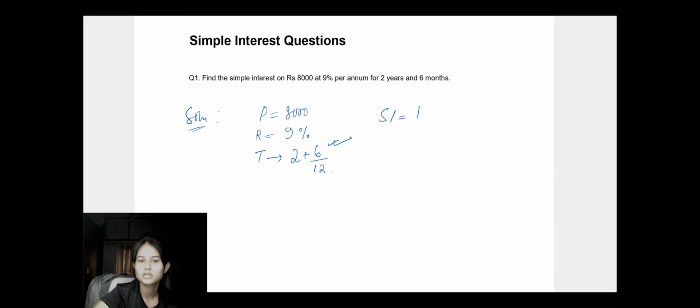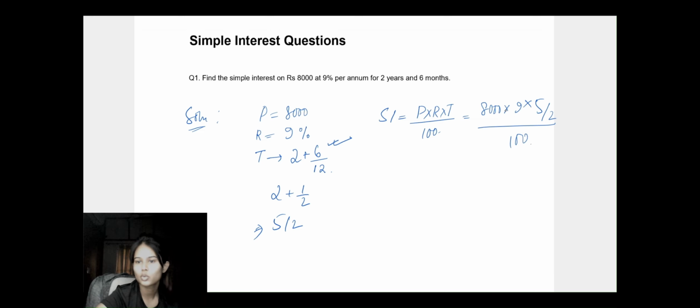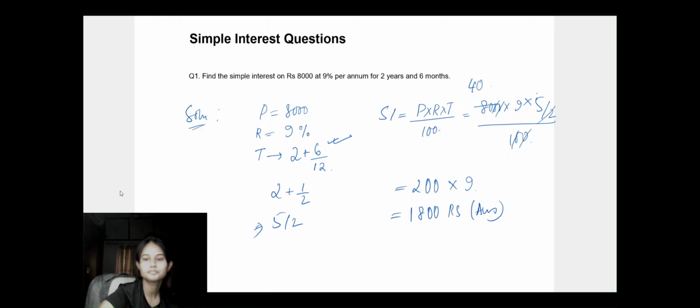Now coming to simple interest. So P into R into T divided by 100, that is 8,000 into 9 into, if we evaluate this, 2 and a half, 5 by 2, and then divided by 100. So what we'll get, we have to cancel this out, and we can cancel this as well with 40. So what we are getting, 4 into 5, 20, 200 into 9, that is 1800 rupees is the simple interest, right?